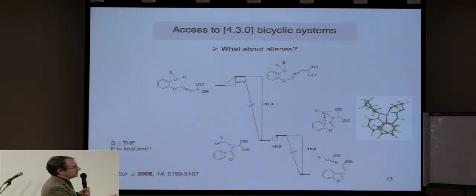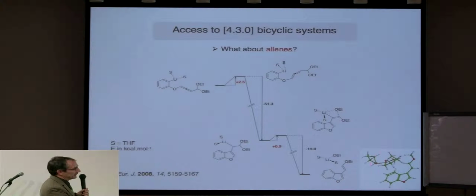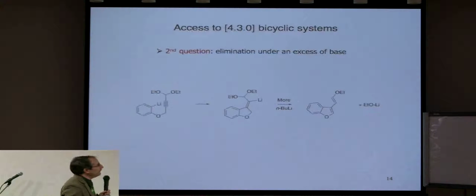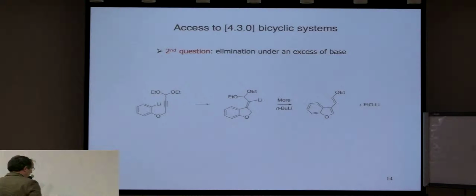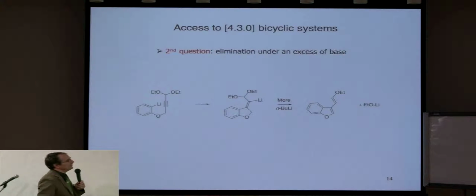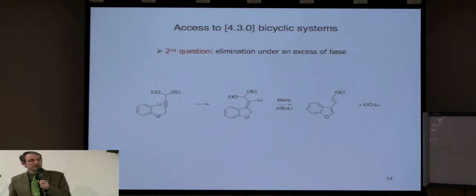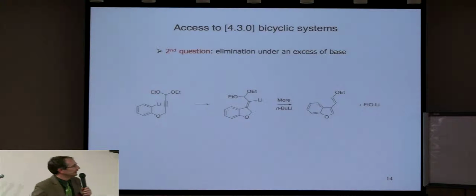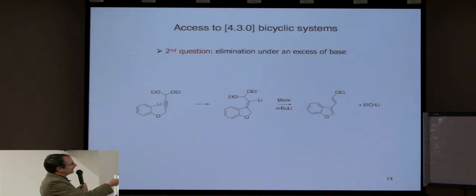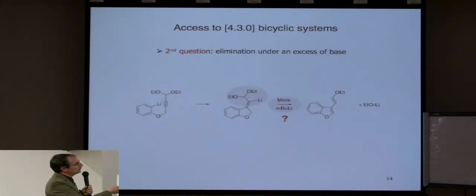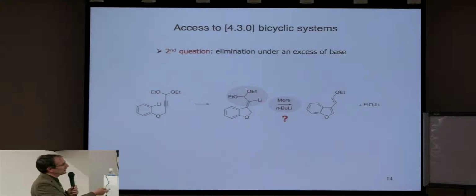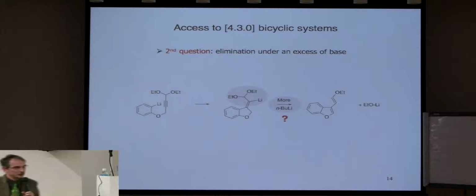Oh, these are the intermediates, just to show you what they look like, and this is the final product. Okay, so the second question that remains is, why do we need an excess of base to do the elimination when we are using an alkyne? What we know now is that the cyclization should provide that intermediate. So why do we need more butyl lithium to do this beta elimination? Why doesn't it take place directly at this stage?